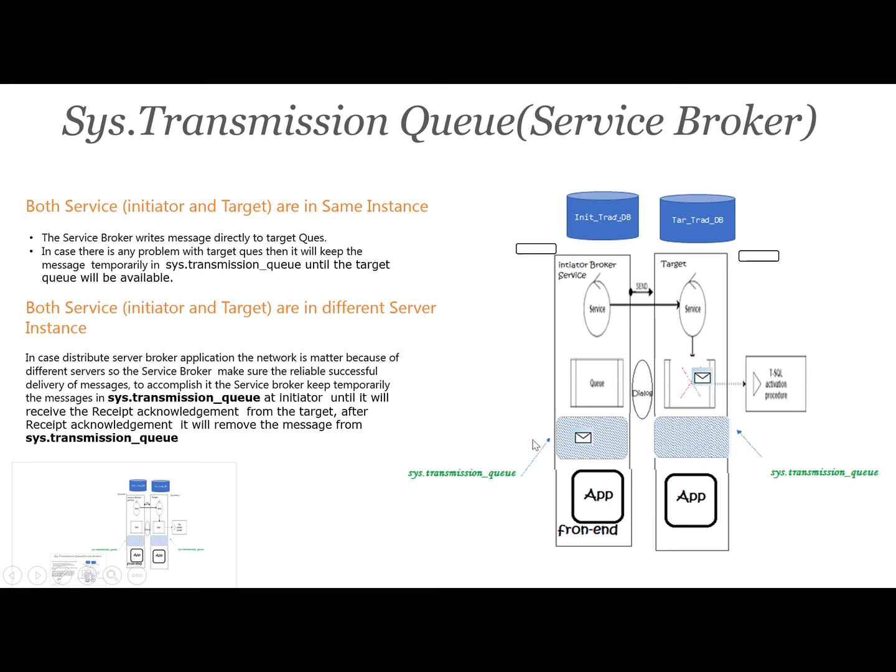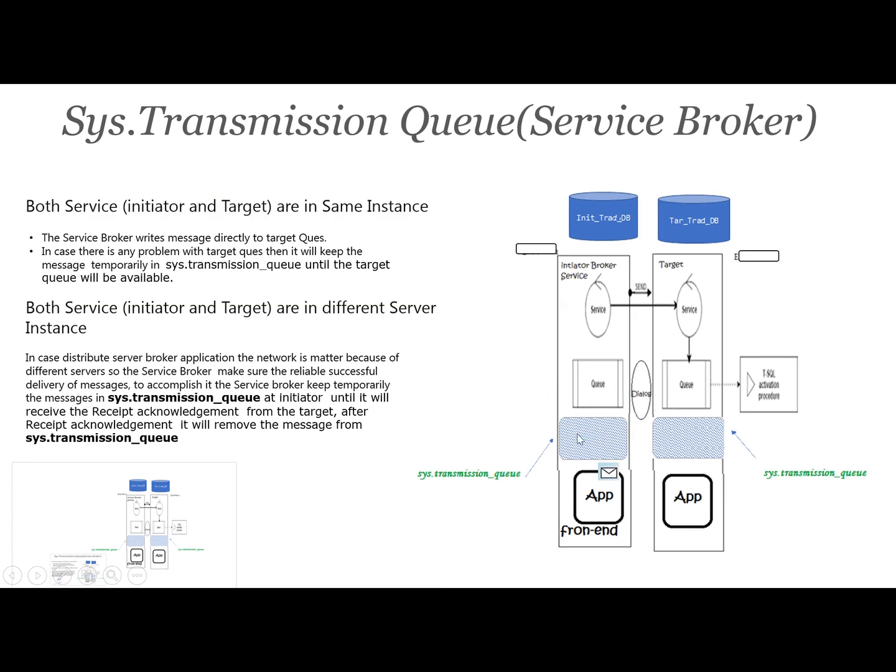And the system transmission queue will also be used when the initiator service and the target service are in different instances of SQL Server. The initiator service is in one instance and the target service is in another instance. So both services are in different servers, and in that case the network is involved. So the transmission queue must be used.